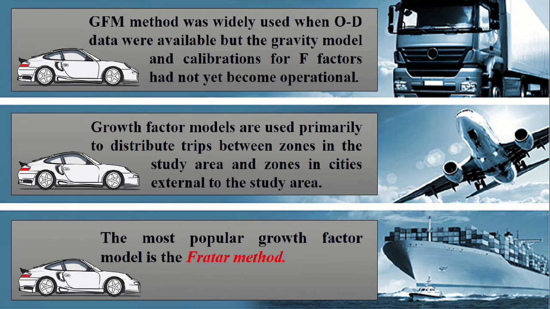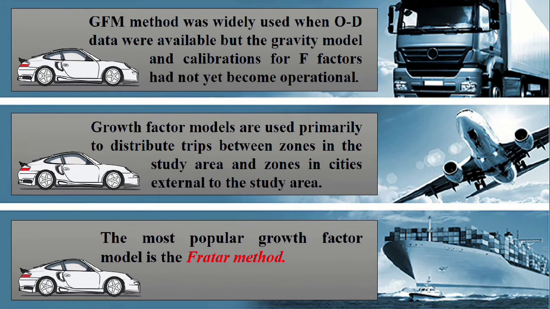So, next is growth factor models are used primarily to distribute trips between zones in the study area and zones in cities external to the study area. So dito, since nagre-rely sila sa existing OD matrix, hindi nila magagamit ito para mag-forecast ng traffic between zones na kung saan hindi pa nag-exist yung traffic. So next, the most popular growth factor model is the Fratar method.